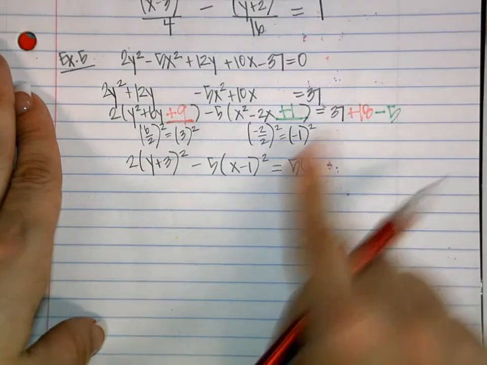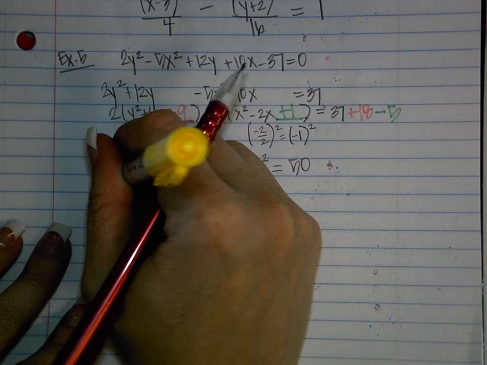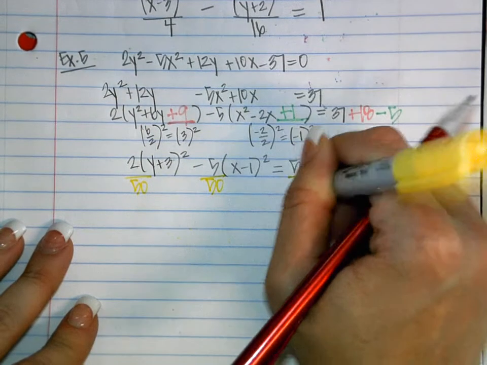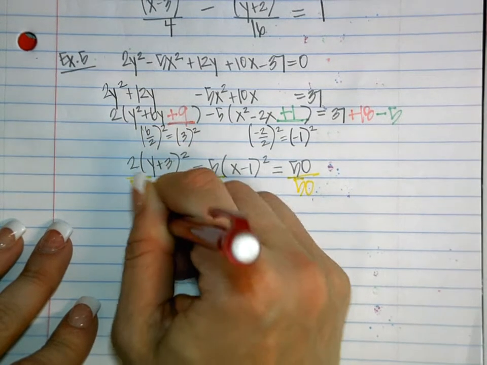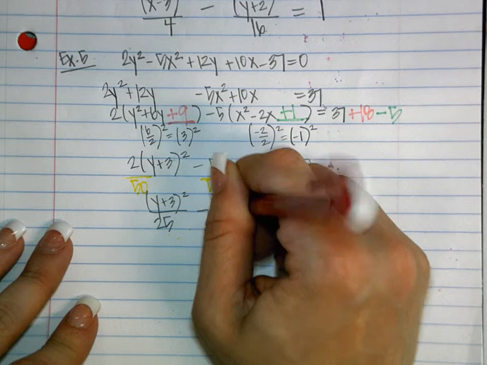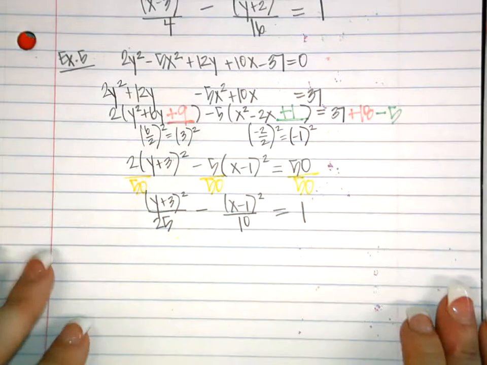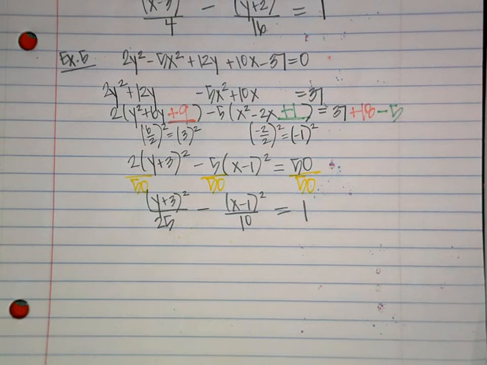Now, that's not a perfect square, but that's okay, because what am I going to do with it? Divide it away. So divide all the parts by 50. Divide every part by 50. We end up with y plus 3 squared over 25 minus x minus 1 squared over 10 equals 1. I will not, by the way, ask you to graph this because this is not a nice perfect square in the denominator. Okay, I will not be asking you to graph this.